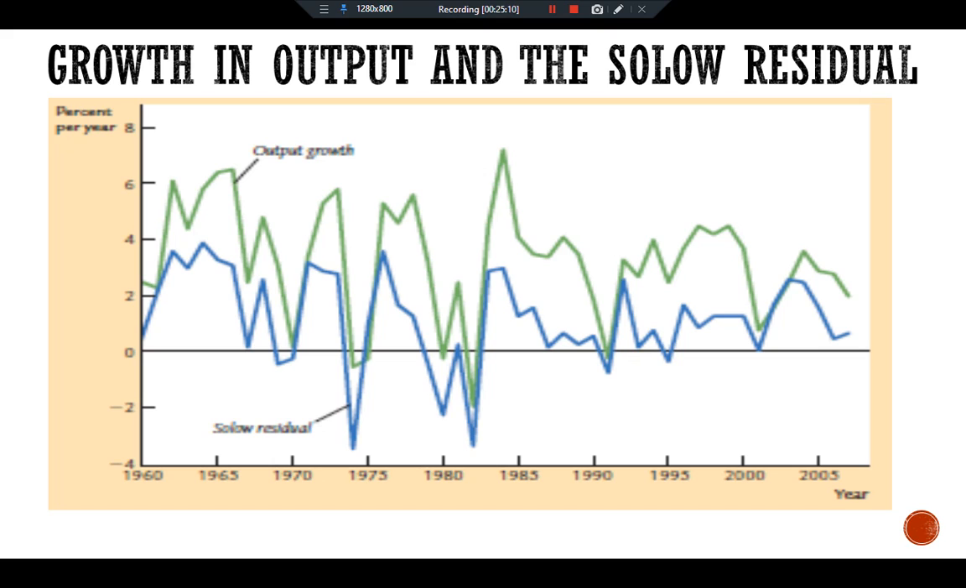In a recession, productivity as measured by the Solow residual falls even if technology has not changed, simply because workers are sitting around waiting for the recession to end.